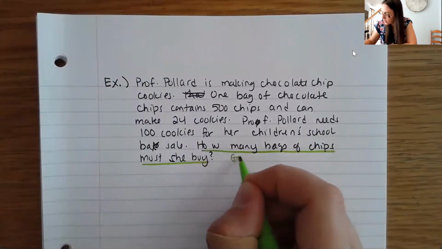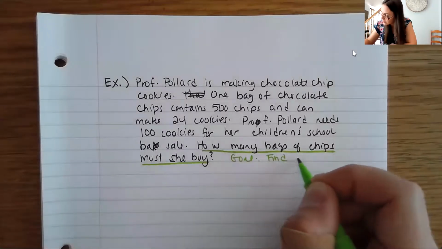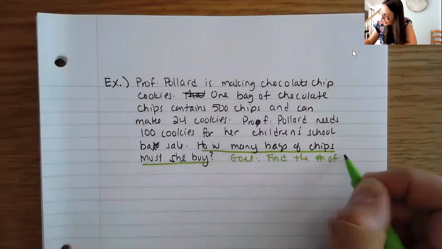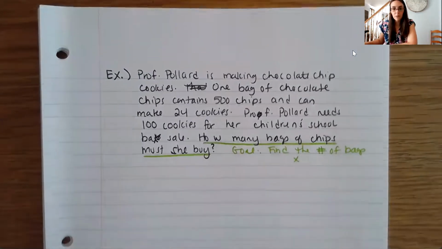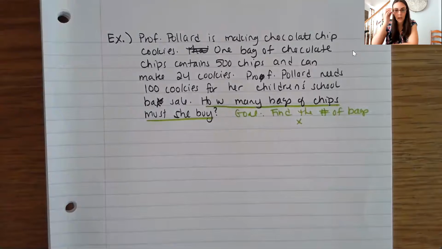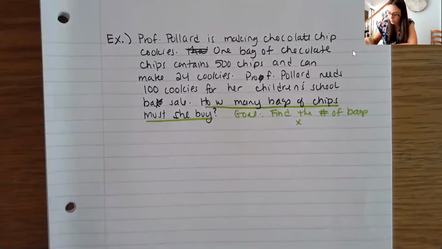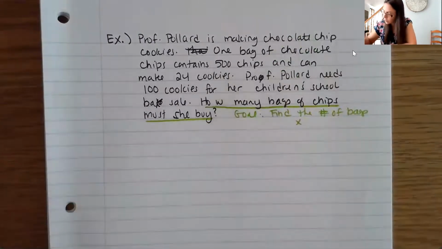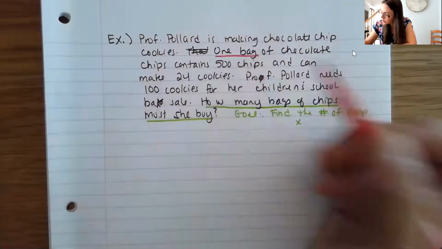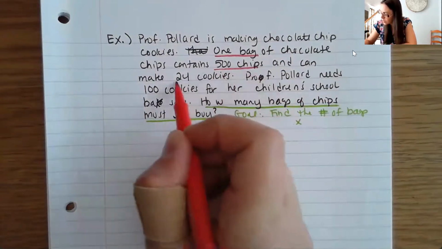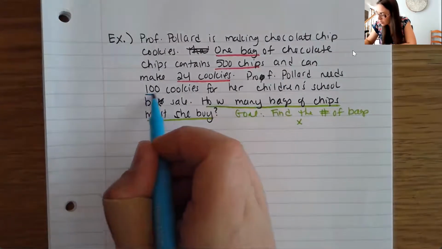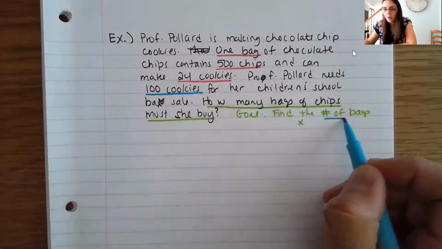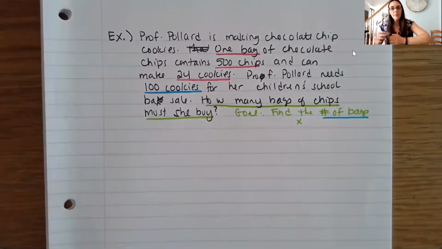So my goal is to find the number of bags, right? That's what I want to do. How many bags? So that's going to be my X. So let's see what I notice here. I have information about, let's use a different color, one bag of chocolate chips contains 500 chips and can make 24 cookies. And for my other information, I know that I need 100 cookies, and my goal is to find the number of bags.